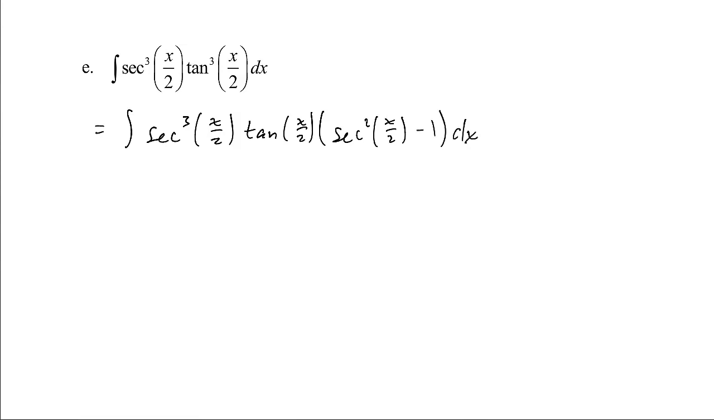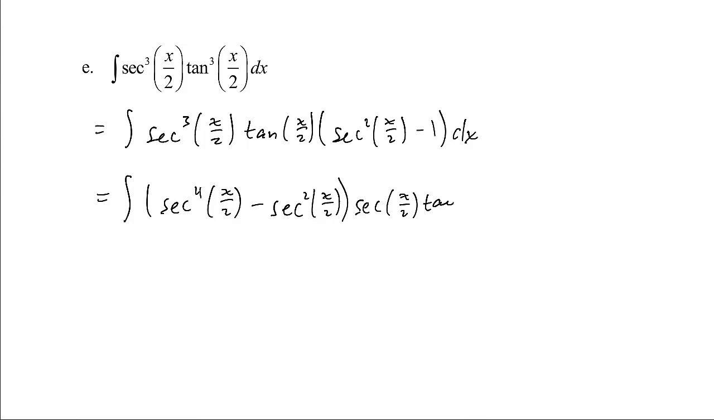dx. I'm going to rewrite this and multiply my secants together in there. I'm going to leave one of them out though, so that I have my du as secant tangent, and it's kind of just hanging there. So make sure that you pause the video if you need to and understand where everything is coming from. But this will be secant to the fourth of x over 2 minus secant squared of x over 2 times secant of x over 2 tangent of x over 2 dx.